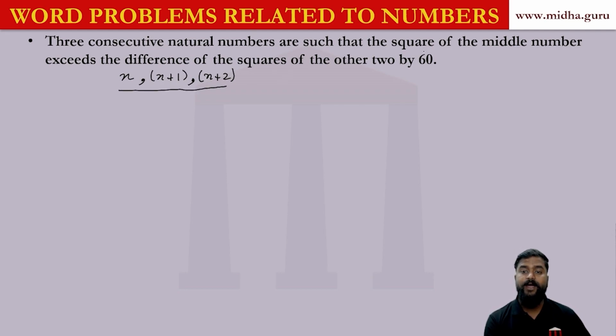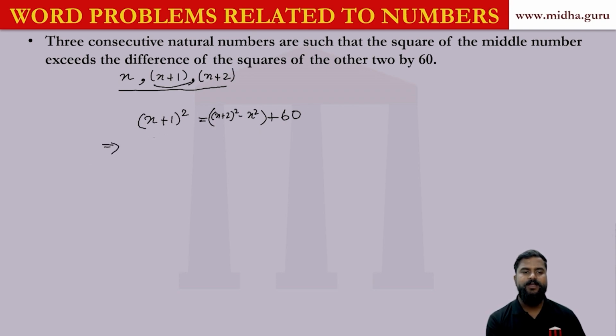Now it says the square of the middle number. Now the middle number here is x plus 1. We'll say x plus 1 squared, and as it says exceeds by 60, we write plus 60 first and foremost. Then it says the difference of the squares of the other two. We have to take the difference of the squares of these two numbers. But here it is to understand that since x plus 2 is larger than x, its square will also be larger. So we'll take x plus 2 squared minus x squared, since it says the difference of the squares.